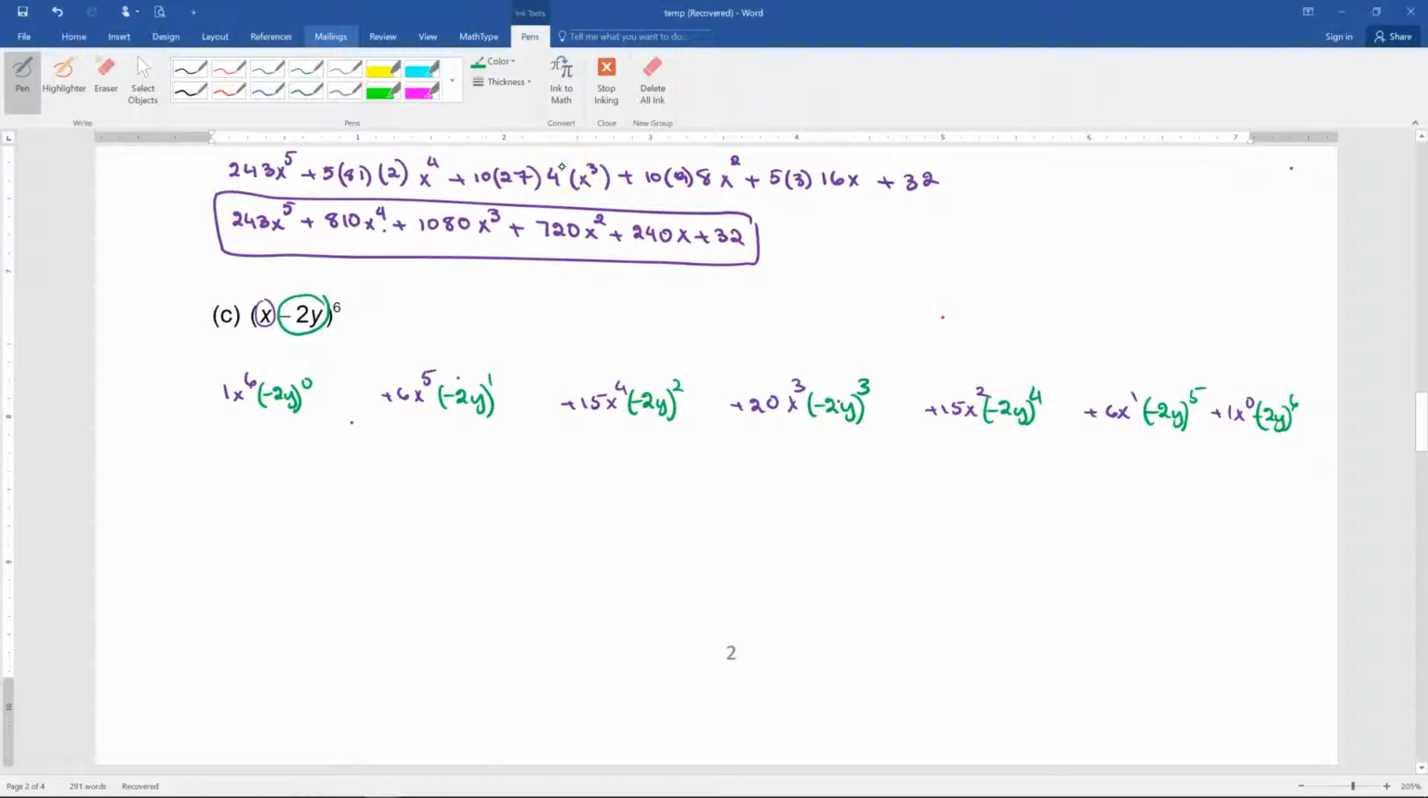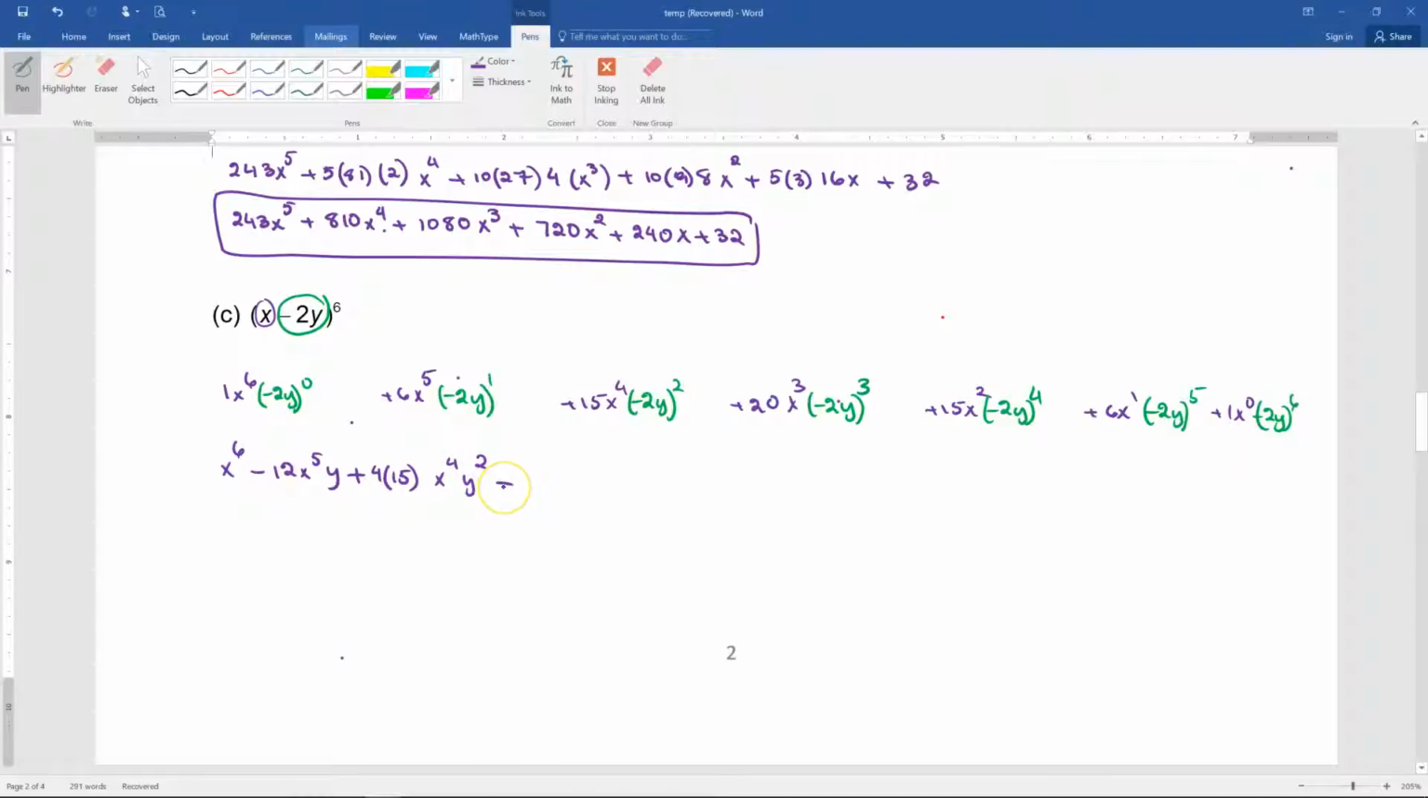Okay? So let's start with the coefficients here. Let's see what we're going to get. Well, the first one is just x to the 6, right? The second one, is it going to be a positive or a negative term? Negative 2y to the 1, it's going to be a negative 12 x to the 5 y. What about the next one, positive or negative? Negative 2y squared, is it positive or negative? Positive. 2 squared is 4 times 15. x to the 4, y squared.